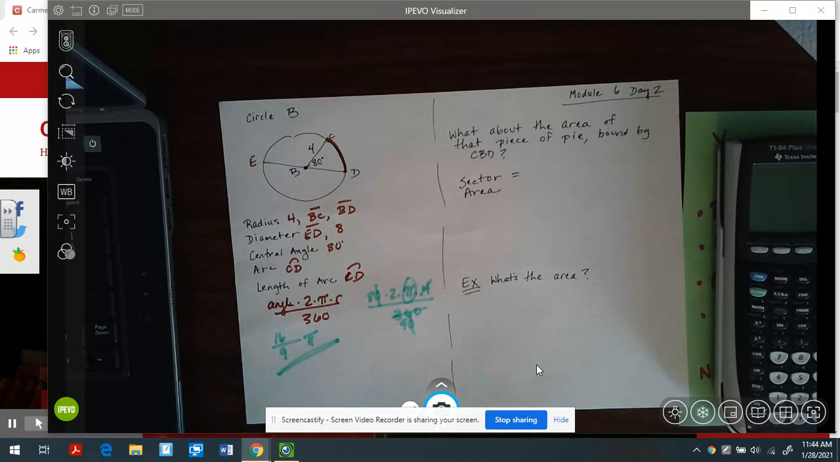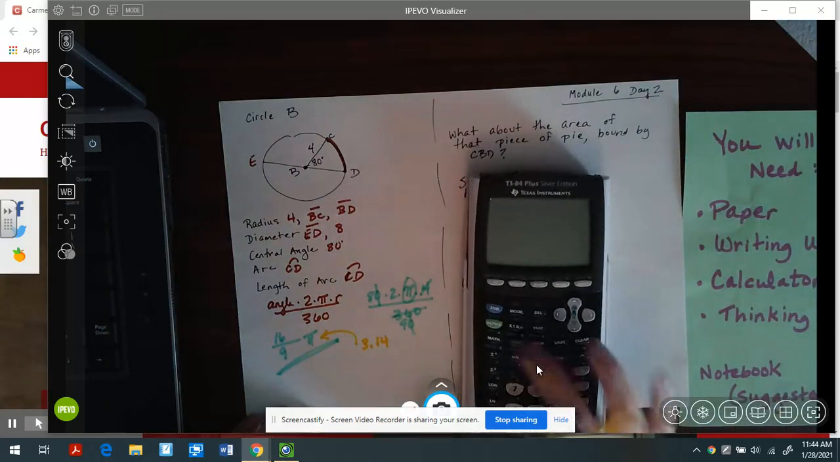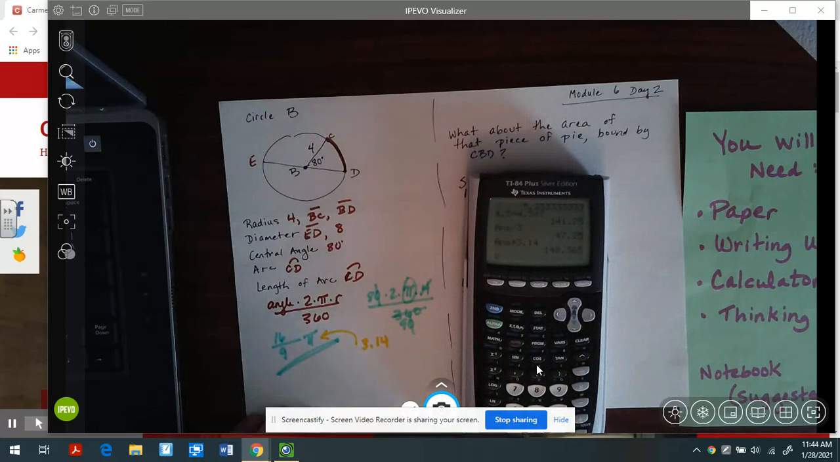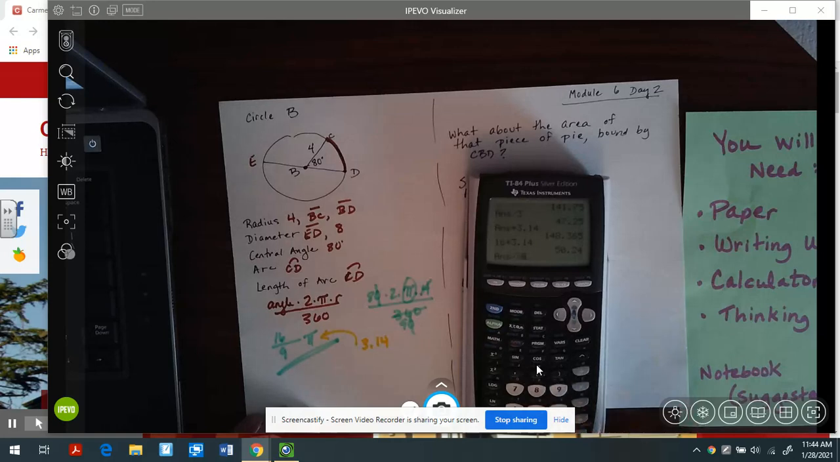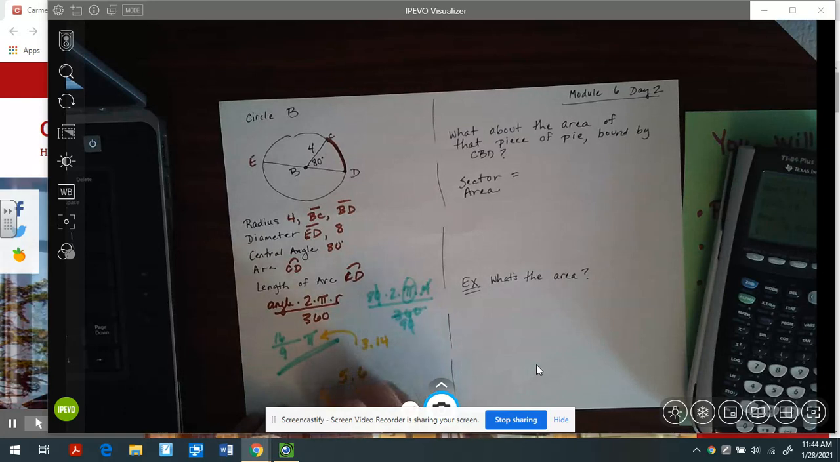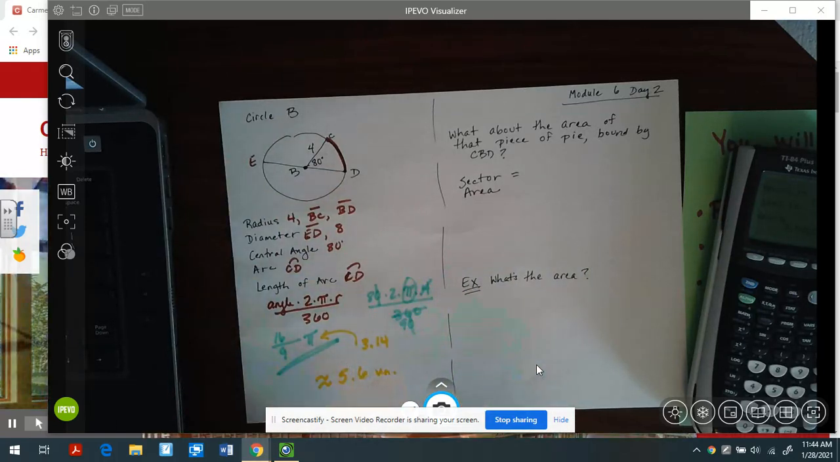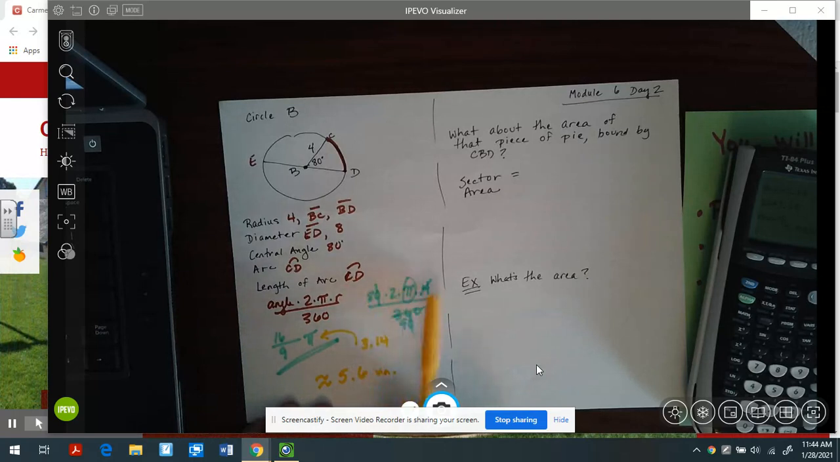If I would like to know the decimal for that, I simply multiply this times 3.14. So with the calculator, 16 times 3.14, and then I'm dividing that by the 9. And I get 5.6. And I did not have units, so it's just units. If you were asked for a decimal answer right away, you could just put all this in the calculator: 80 times 2 times 3.14 times 4, and then divided by 360.